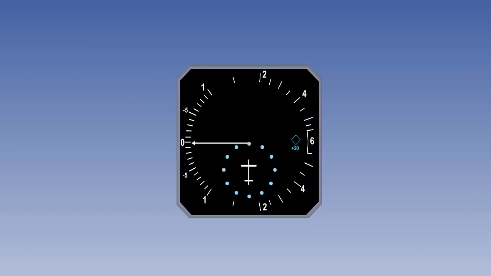As well as traffic and resolution advisories, the system also displays other traffic and proximate traffic. Other traffic represents transponder-equipped aircraft within the selected range and in a relative height band of plus or minus 2,700 feet, and is indicated by a hollow cyan diamond. Proximate traffic is traffic within 6 nautical miles and within a height range of plus or minus 1,200 feet, and displayed by a solid cyan diamond.